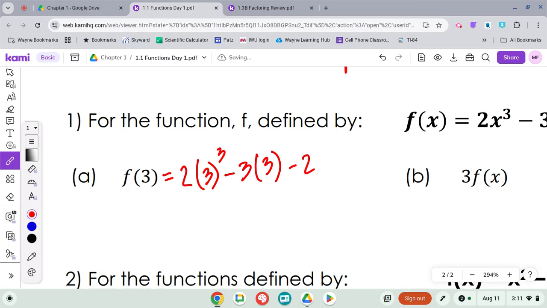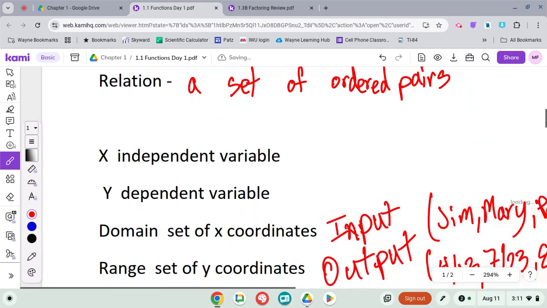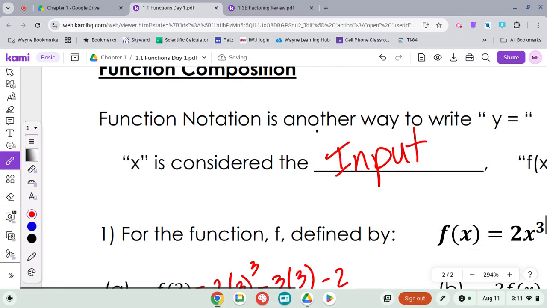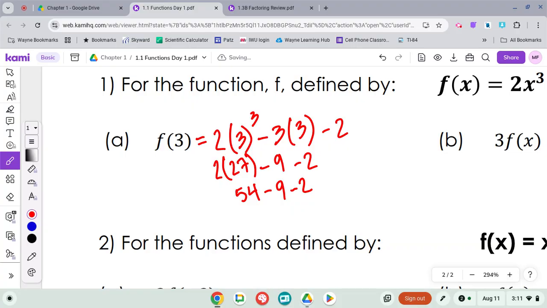Now, PEMDAS is very important when we do this problem. We have to remember parentheses. We look in there, nothing's going on, just 3. Okay, exponents, so 3 to the third here becomes 27. So we're going to have 2 times 27, okay, minus 9, minus 2. Then multiplication, we get 54 minus 9 minus 2. 54 minus 9, okay, so then we're at, what, 45? And then minus 2 gives us 43. That would be the result of this f of 3.